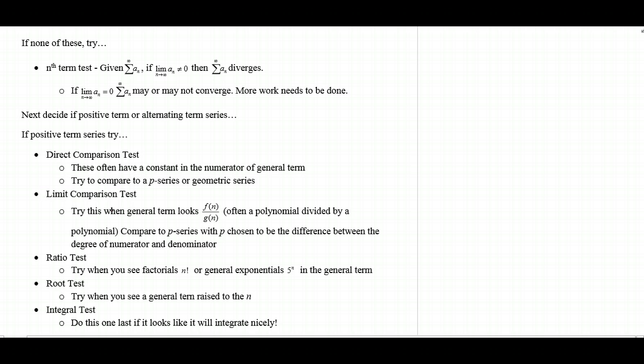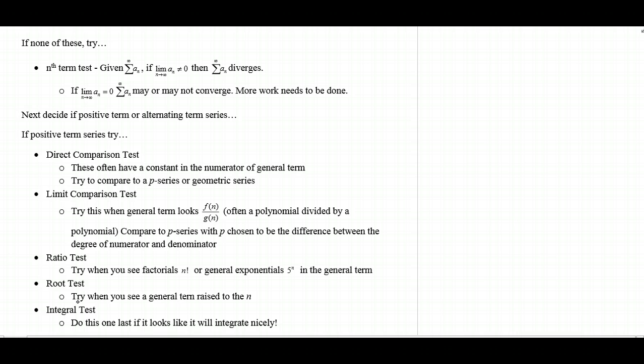For the limit comparison test, we try to use this when the general term looks like f of n over g of n. So often a polynomial divided by a polynomial is your indicator to use the limit comparison test. And we compare to a p-series with p chosen to be the difference between the degree of the numerator and the degree of the denominator. We know to use the ratio test when you see factorials. So if you see something like n factorial or general exponentials like 5^n in the general term, that tends to be an indicator that I want to use the ratio test.